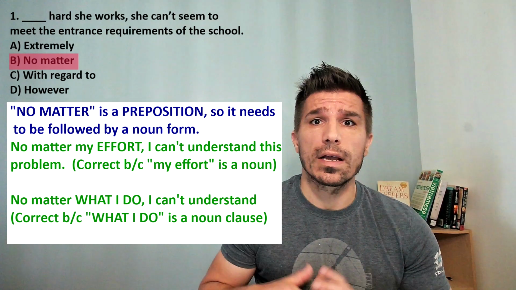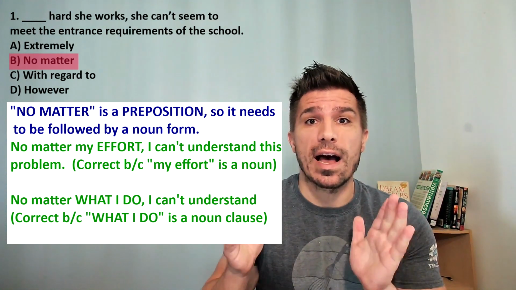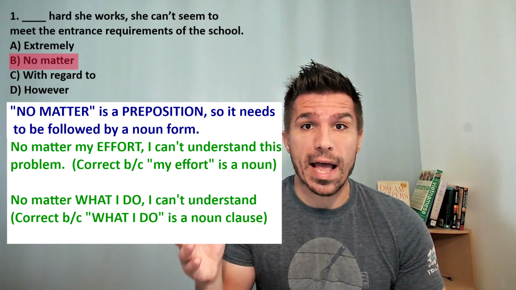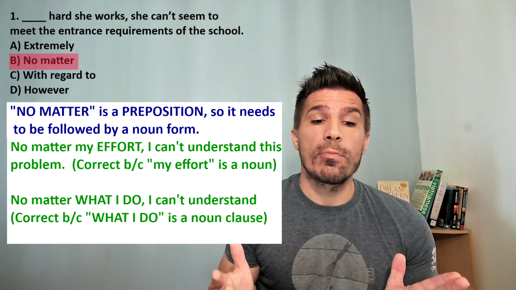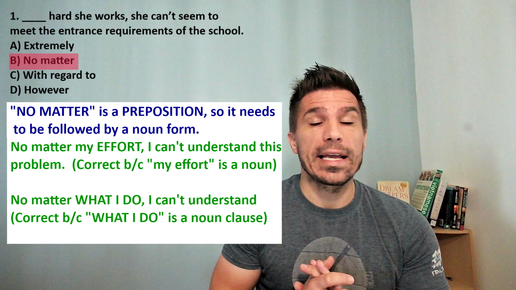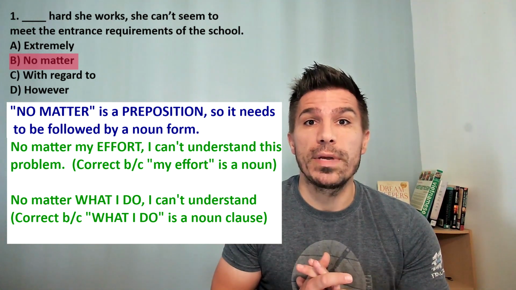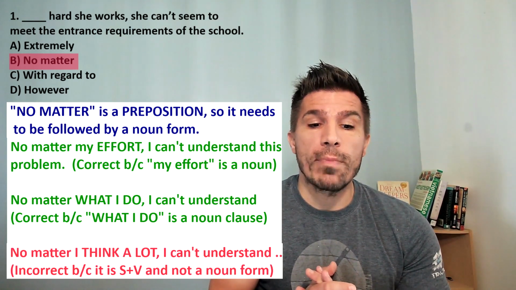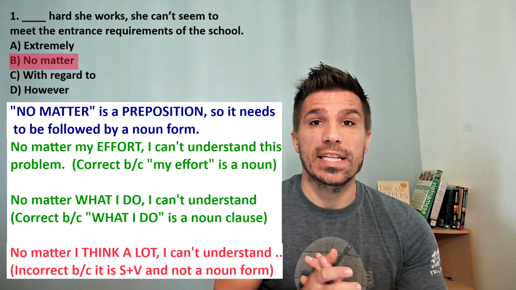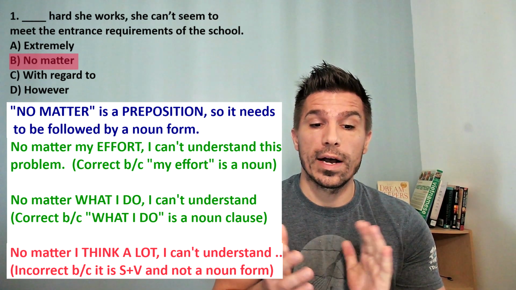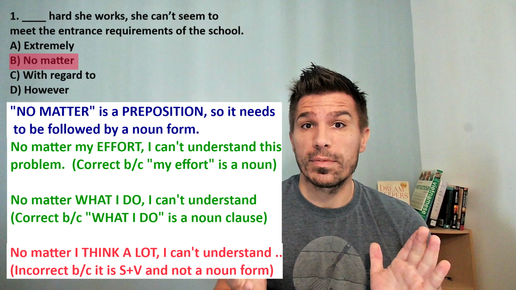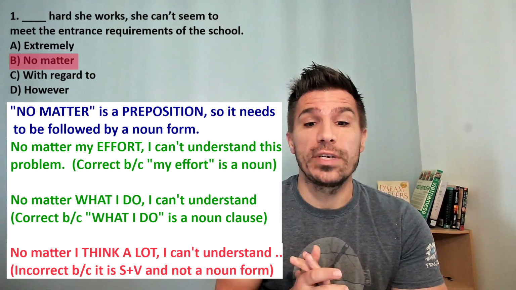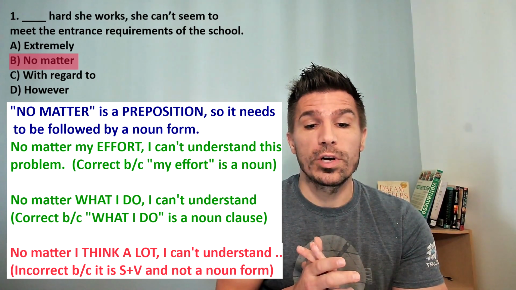This is fine because my effort is a noun. Remember, no matter is a preposition. It needs to be followed by a noun form. So this is correct: no matter what I do, I can't understand the question. This is correct because what I do is a noun clause. Now, no matter I think a lot, I can't understand the question. Problem? We have subject verb after no matter, and after no matter, you can't just put subject verb. You need a noun form. So number 3 would be wrong.